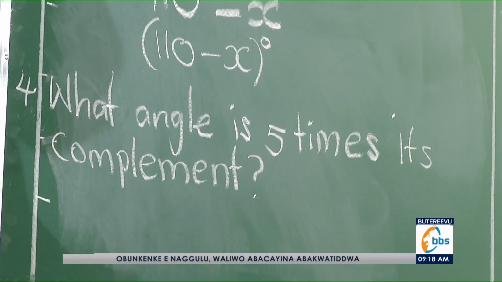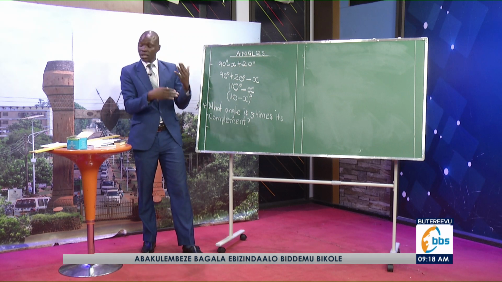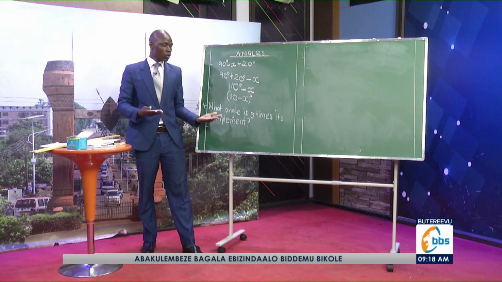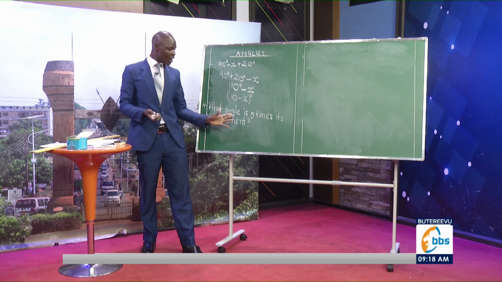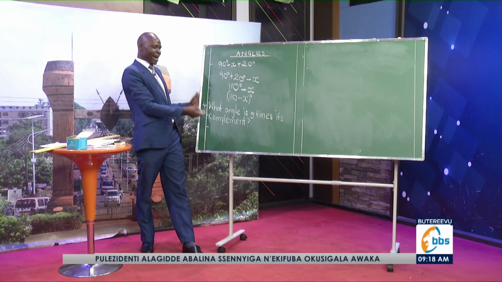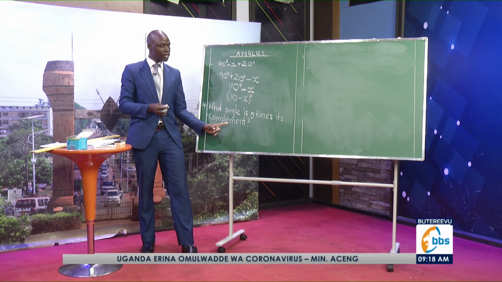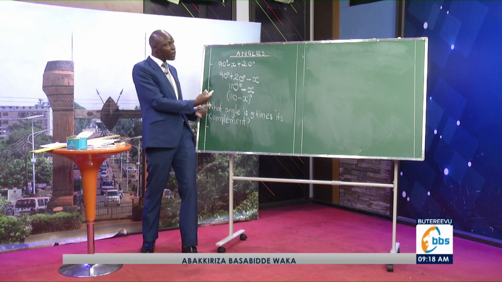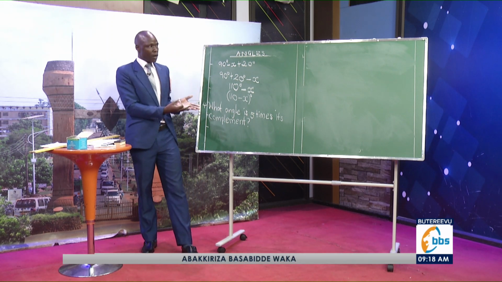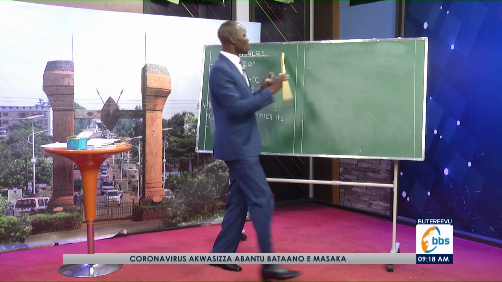Know what the question wants, because nowadays mathematics needs interpretation. First analyze the question. Once you analyze the question, it will be easy for you to hit the answer. What angle is 5 times its complement? That angle should be 5 times its complement. For instance, here we can bring in the issue of algebra. Algebra is everywhere. We can have our table.